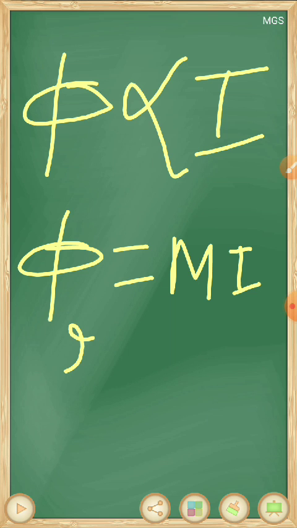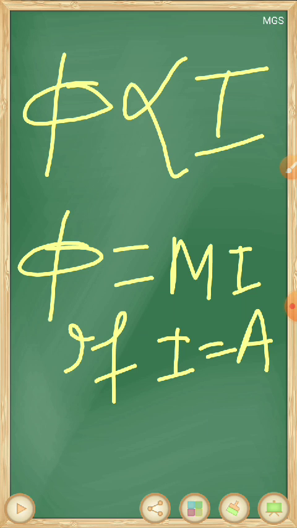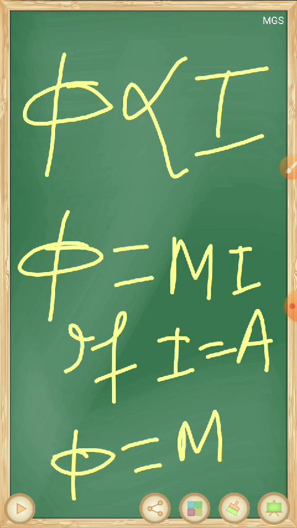If I is equal to 1 ampere, then phi is equal to M. So the coefficient of mutual induction, or simply mutual inductance, of a pair of inductors is numerically equal to the magnetic flux linked with one coil when a current of 1 ampere flows in its neighboring coil.